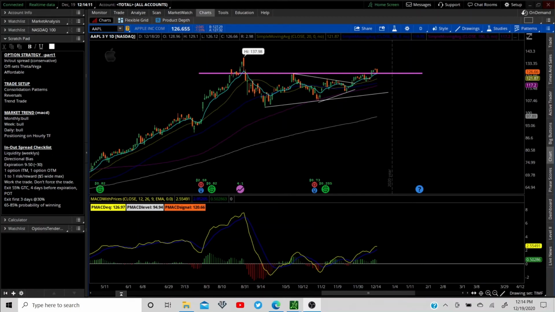Real easy strategy for those who can't commit themselves to the screens for hours on end, or you have a main job that requires your time, or family that you can't commit. So this is a really cool play. What an in-out spread does is it offsets theta and vega.